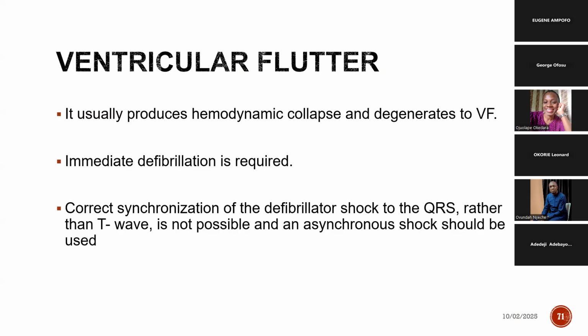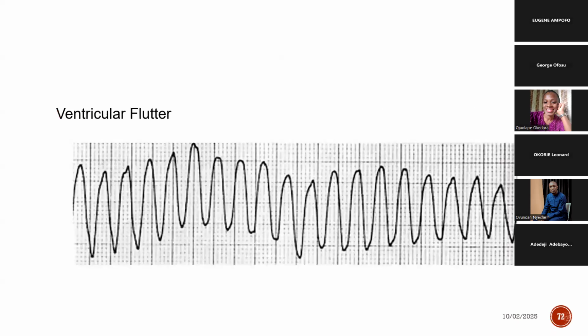Correct synchronization of the defibrillator shock to the QRS rather than the T wave is not possible, and therefore an asynchronous shock should be used. So usually in ventricular flutter, we rather do defibrillation instead of DC cardioversion. So this shows a ventricular flutter.